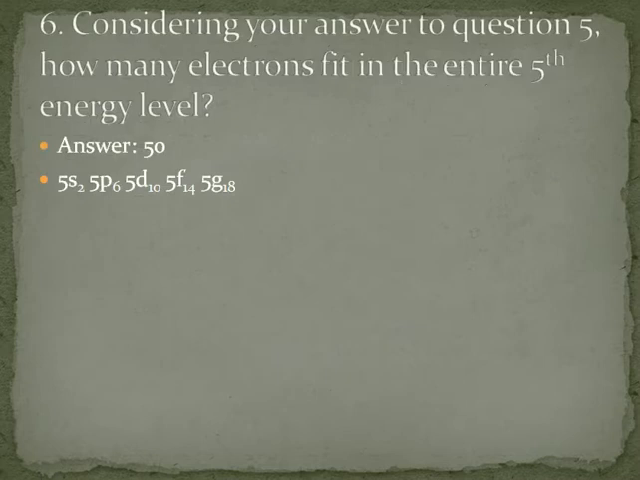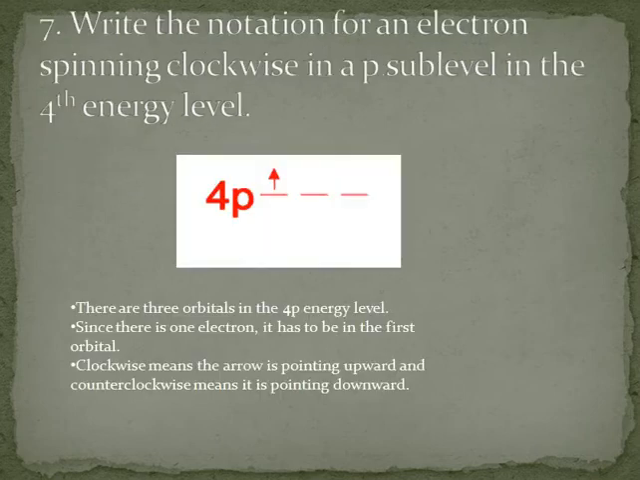Question 6 states, considering your answer to question 5, how many electrons can fit in the entire 5th energy level? The answer is 50, because in the S level there's 2, in the P level there's 6, in the D level there's 10, F is 14, and then G is 18. And then you add all those up and they equal 50.